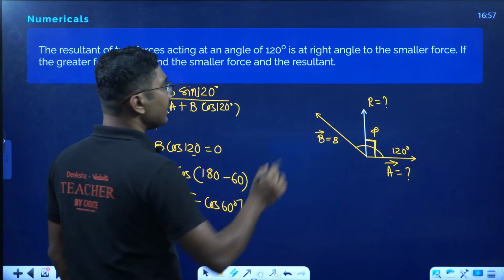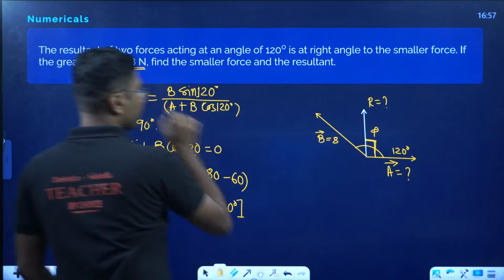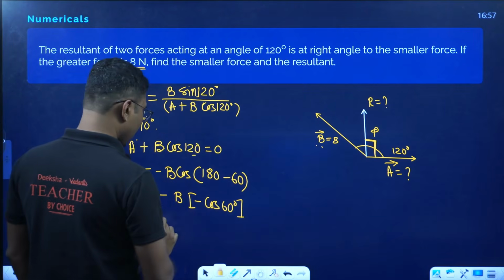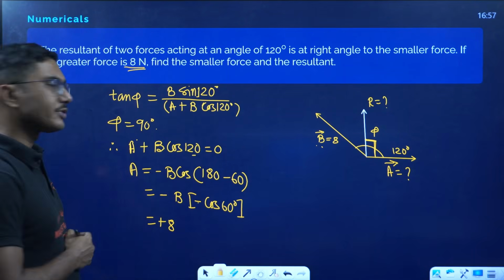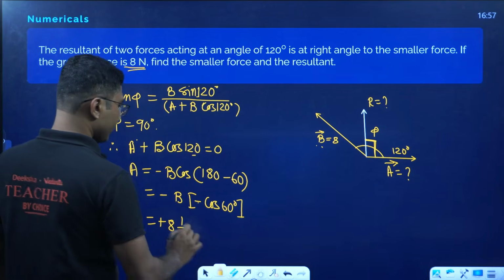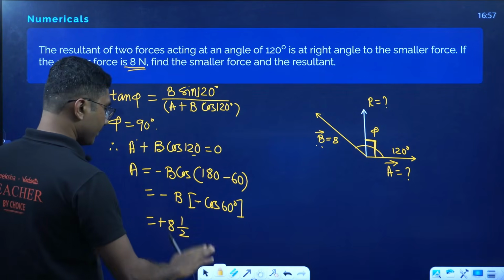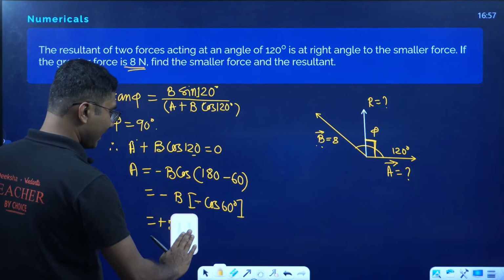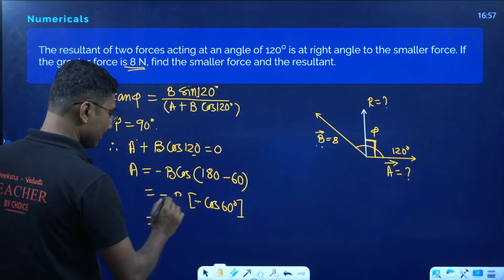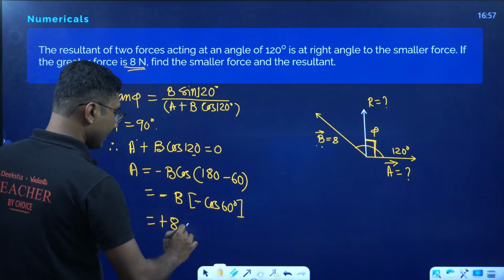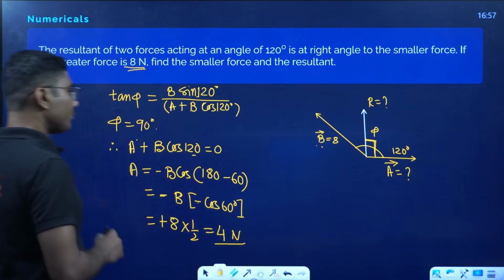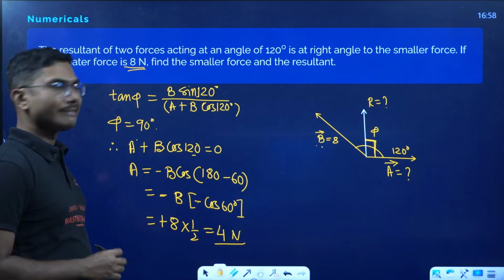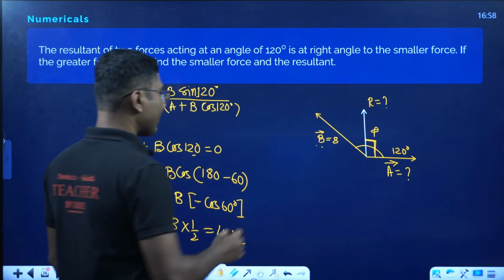The value of b in the question is given as 8 Newton. So let's put that value. Minus minus plus 8 cos 60. What is the value of cos 60? Cos 60 is half. You need to multiply it. It is not 8 and half, it will be 8 into half. So the value of A is 4 Newton. So A is calculated, B is known. So what will be the resultant value?